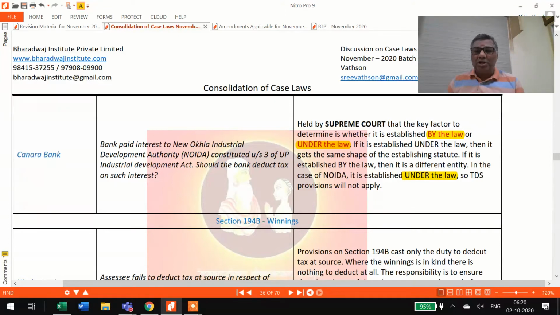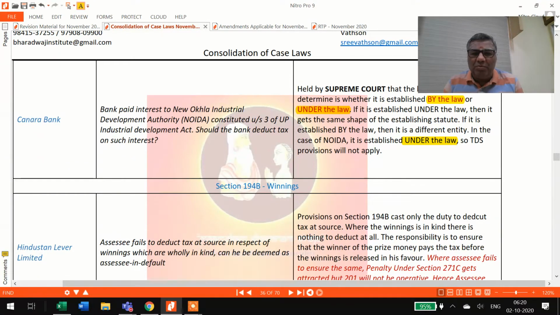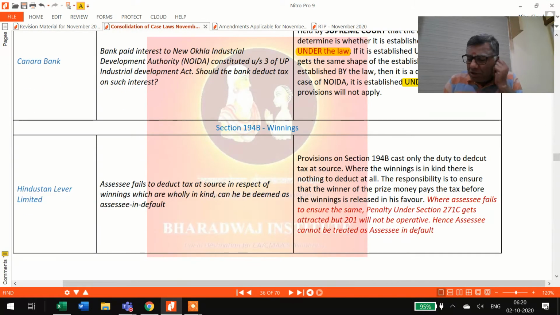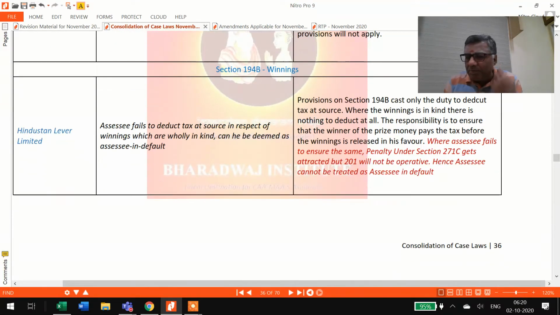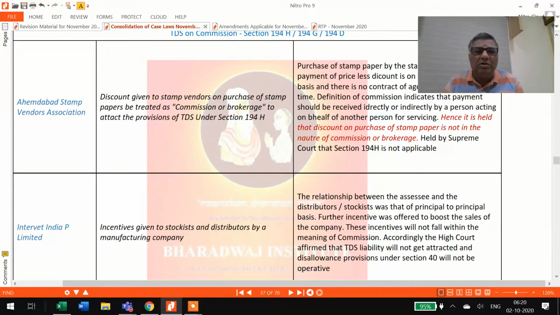Chennai Corporation is a local authority, but still, for all practical purposes, it will be like a payment made to government. Mark this as important. Hindustan Lever: the assessee will not be considered as an assessee in default.